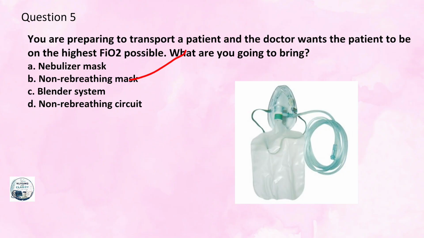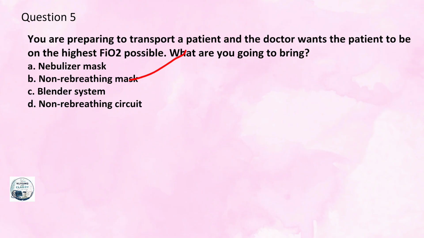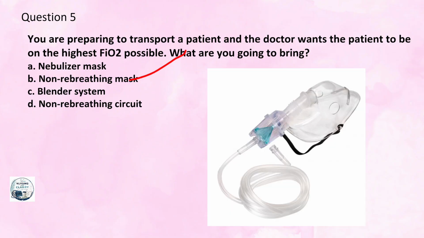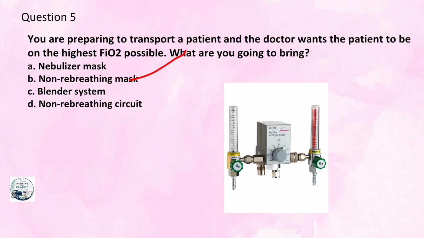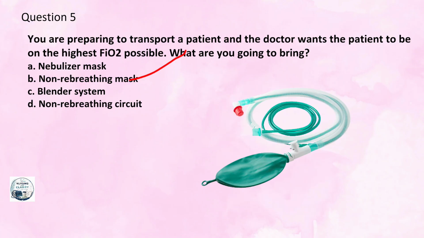transport. It is simple, portable, and ideal for transporting hypoxemic patients. So, why are the other options wrong? Option A, nebulization mask, is used to deliver medications. Option C, blender system, delivers a precise FiO2. Option D, non-rebreathing circuit, is not the standard oxygen device for conscious, spontaneously breathing patients during transport, unless the patient is being manually ventilated. So option D is wrong.